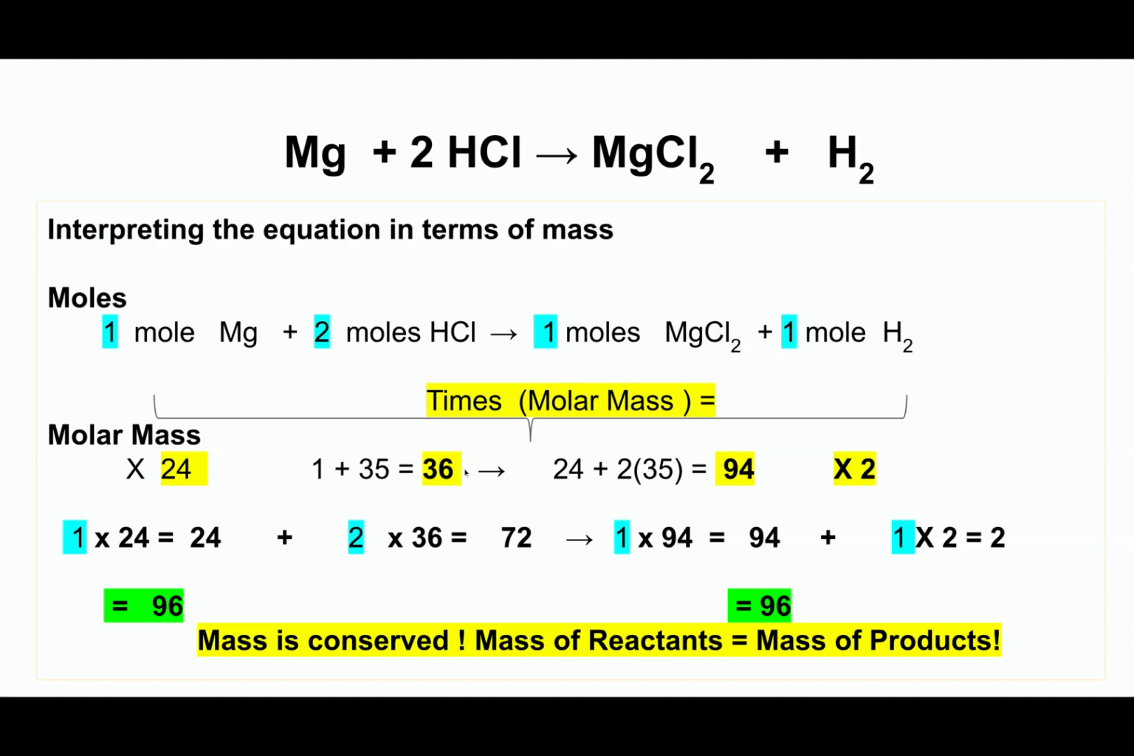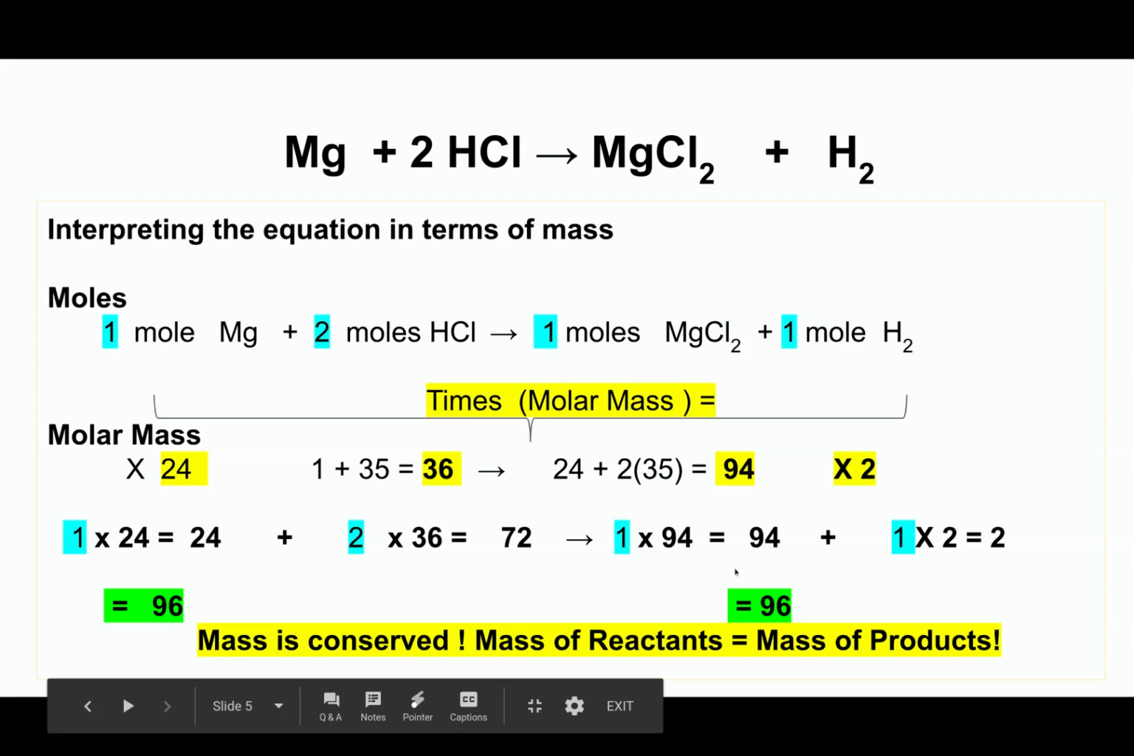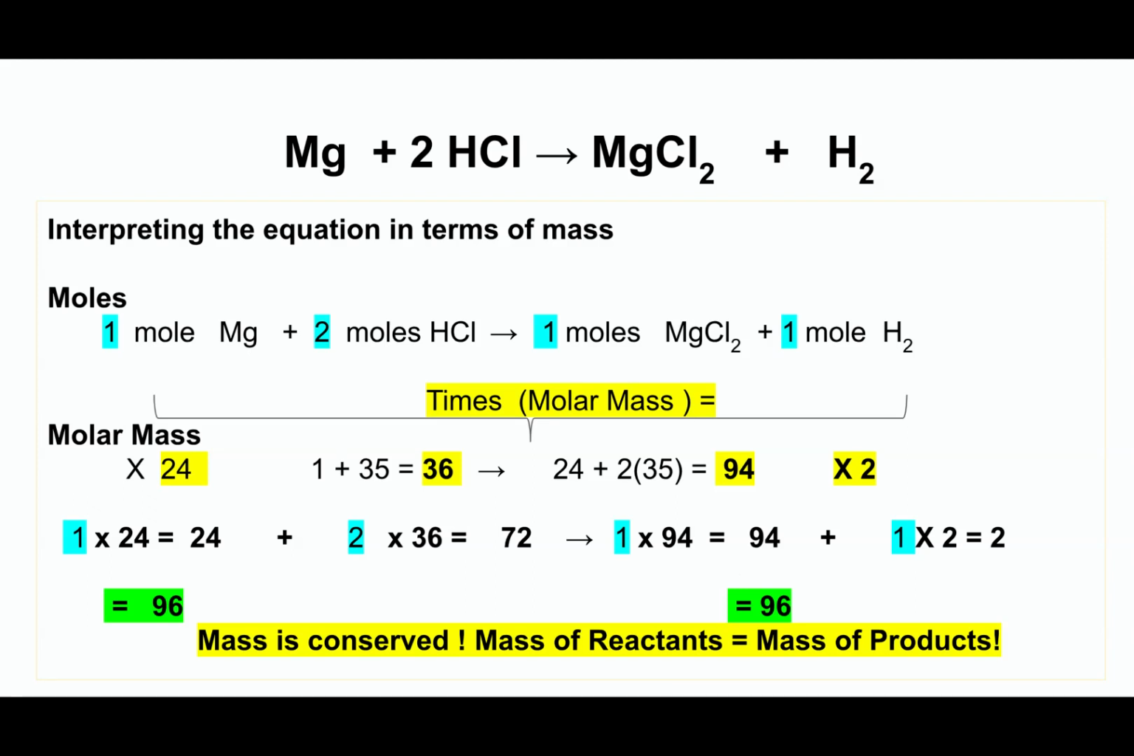When we total up the masses for the reactants and for the products, we see we get 96. So the mass of the reactants equals the total mass of the products, and therefore mass is conserved and the law of conservation of mass has been demonstrated.